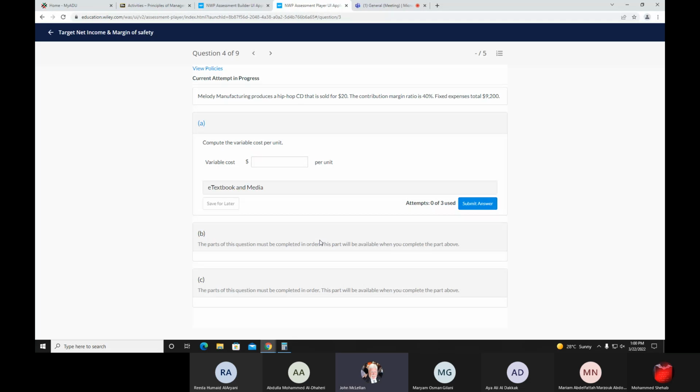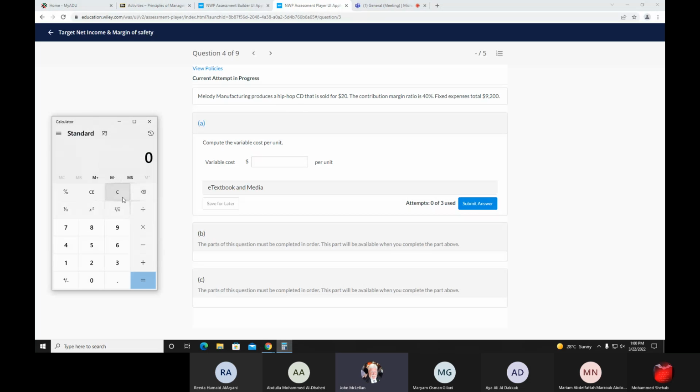All right, and this one, 4 of 9. Melody Manufacturer produces a CD at 20. Contribution margin ratio is 40, fixed expense 900. So this will be like a quiz question. You don't get the contribution margin, but in this case they give you the contribution margin ratio, 40%. So they want you to compute the variable cost per unit.